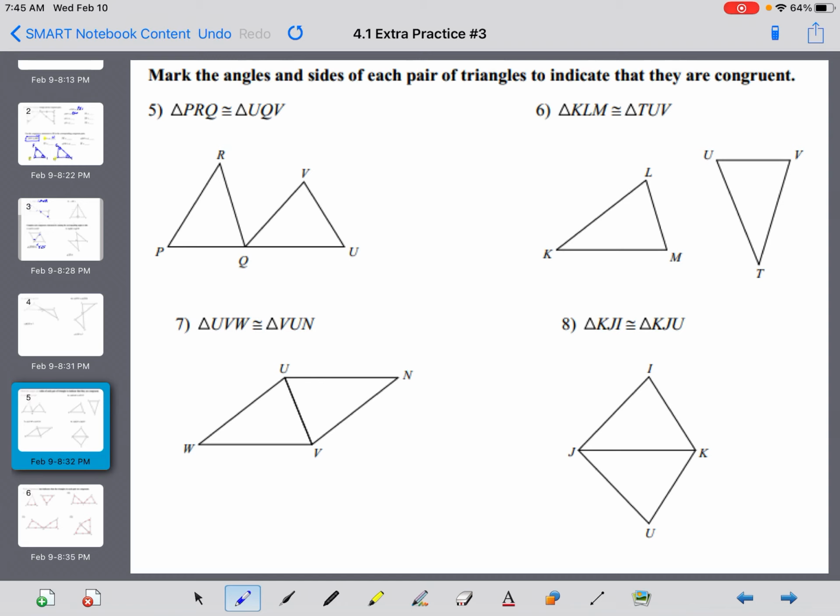Okay, more congruence. And for the last section here, they want you to mark the sides that are congruent. Okay, so you have triangle PRQ and triangle UQV. Then you just simply mark the sides. In between 1 and 2, you can give 1 tick mark. In between 2 and 3, you can give 2 tick marks. And you can give 3 on the third.